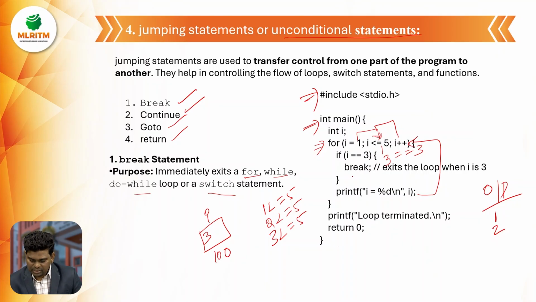What is the statement here? We have the break statement. What is the break statement? It exits the loop when I is equal to 3. So when the I value is 3, it simply exits from the loop. Where is the exit? The exit of the loop is here. So directly it comes out of the loop. Then it displays loop terminated. So in the output it displays 1 2, then loop terminated. Then we have return 0. So that is the use of break.